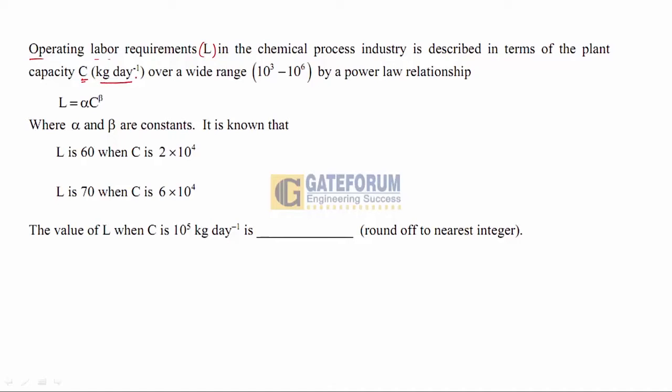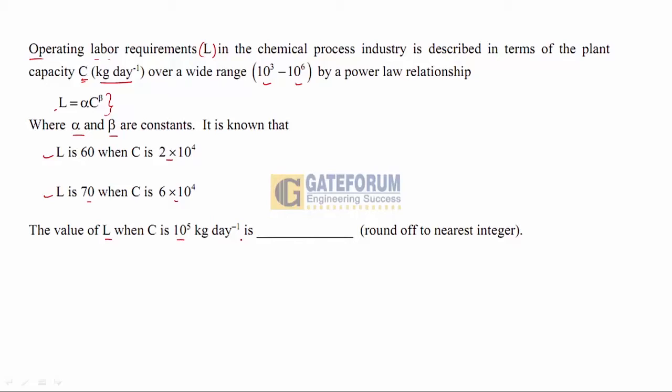Units are given as kg per day over a wide range from 1000 to 10 to the power 6, described by a relationship, and this relationship is L is equal to alpha C to the power beta, where alpha and beta are two constants. Some information given to us is that L is 60 when C is 2 into 10 to the power 4, and L is 70 when C is this much. Now we are to calculate the value of L when C will be 10 to the power 5.